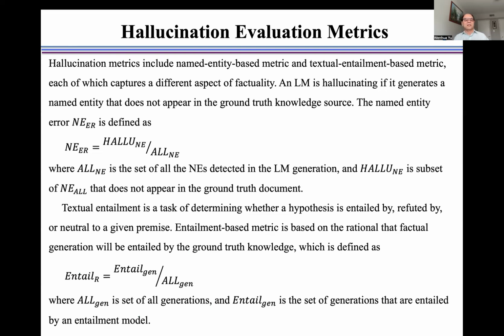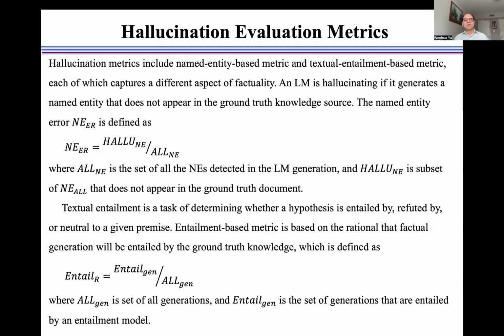A language model is hallucinating if it generates a named entity that doesn't appear in the ground truth knowledge source. The named entity error NEER is defined as here, where NEALL is the set of all the NEs detected in the language model generation, and HALLUNE is a subset of NEALL that doesn't appear in the ground truth document.